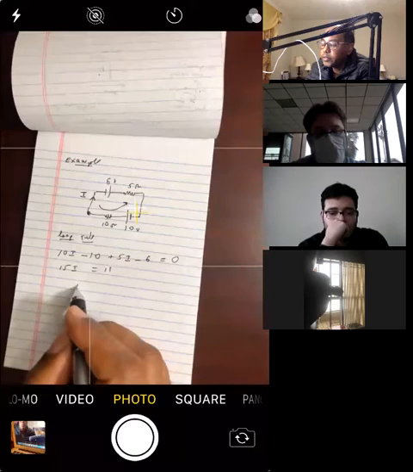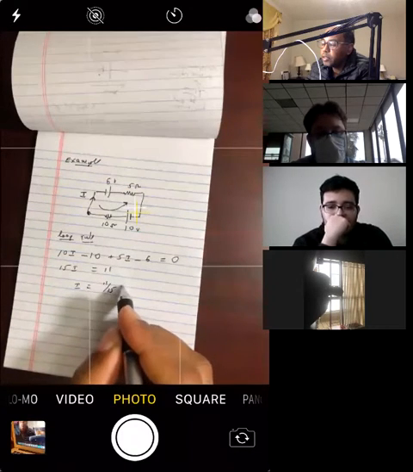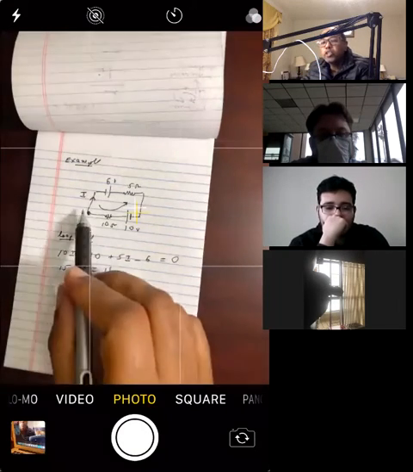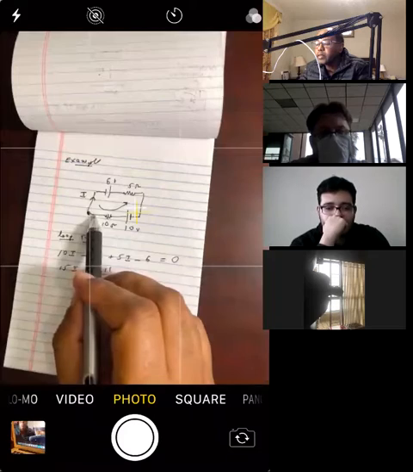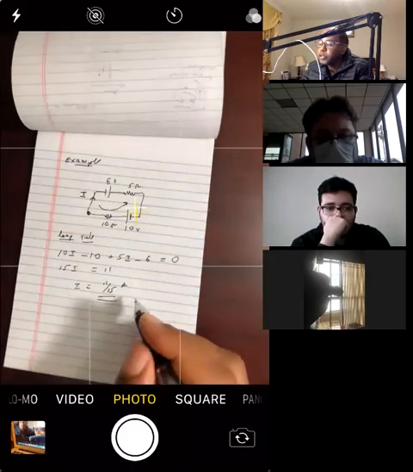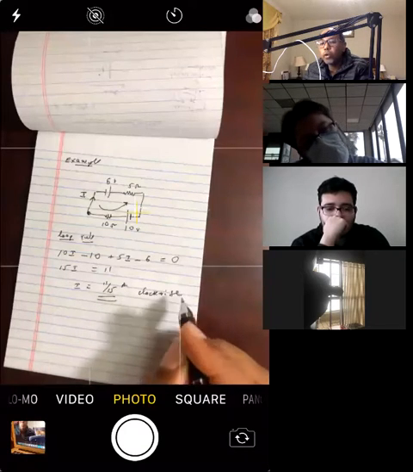So my current is 11 over 15 amps. So it turned out to be positive. What does that mean? My assumed direction is correct. The current is actually flowing in a clockwise direction, okay? So the direction of the current is clockwise. My assumed direction was correct.